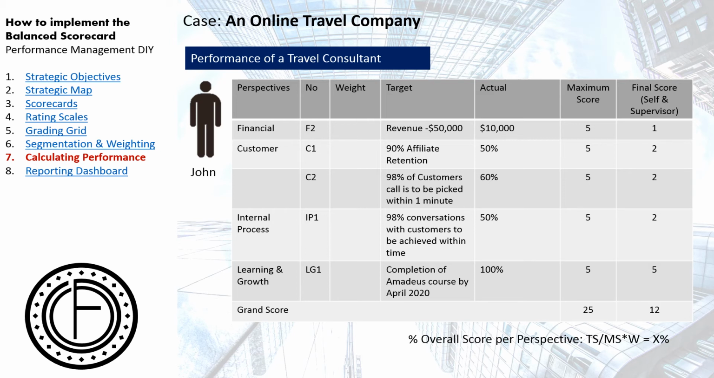You go to customer, 2 divided by 5 times the weighting for that C1, 2 divided by 5 times the weighting for C2, 2 divided by 5 times the weighting for IP1, 5 divided by 5 times the weighting for LG1. So when you have all of these percentages spelled out, you can now add them together. When you add them together, it will give you where John belongs within the grading grid. So in all, this is how to go about calculating performance for talents within your organization.